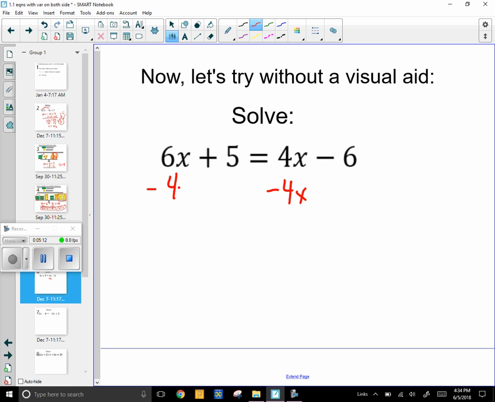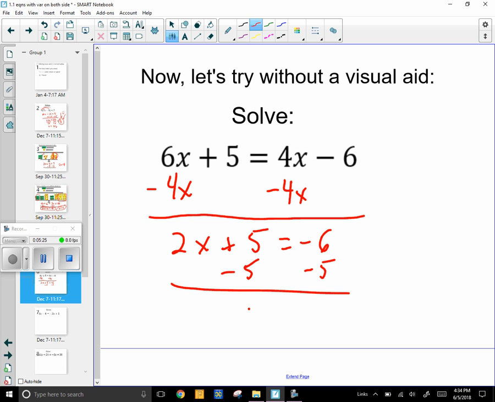So we're going to subtract 4x from both sides first. That's going to get it down to a two-step equation that we're familiar with from Math 7. And you're going to subtract 5 from both sides, just like you would before. And that gives you negative 11, and you divide by 2, and your final answer is negative 11/2. So that's about what your work should look like for these problems.